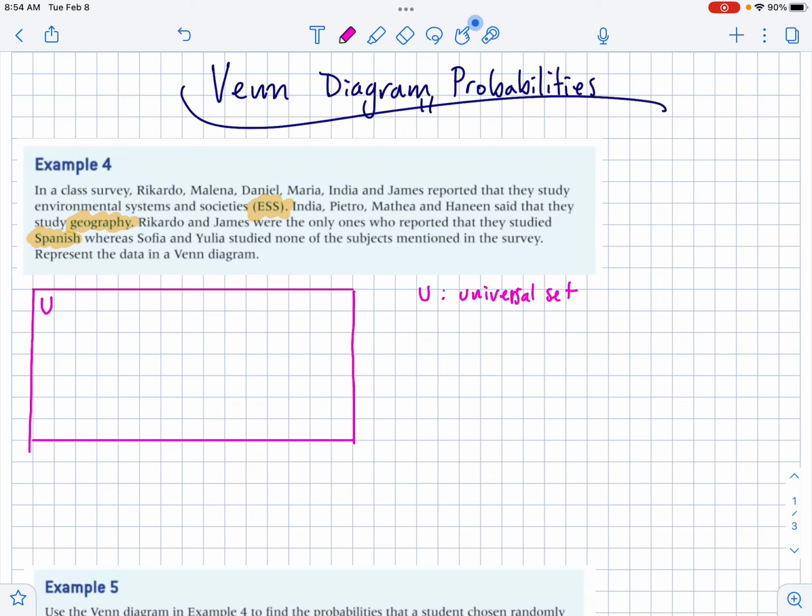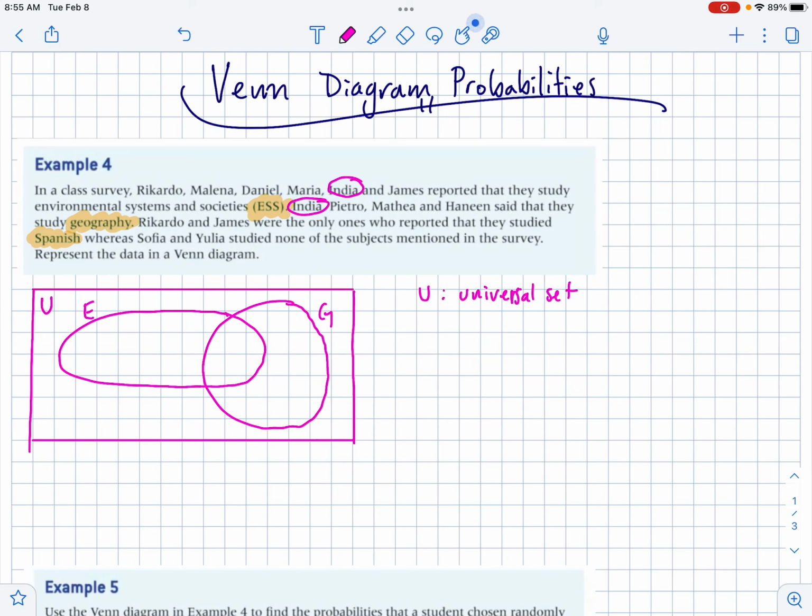Now, if you read through this, there are some people that are in multiple classes. For instance, India is in both geography and ESS. So I'm going to set up my E and my G circles so they overlap a little bit. I'm going to make one right here, where this is E, and then we'll make a G circle. So E is the ESS class and G is geography.